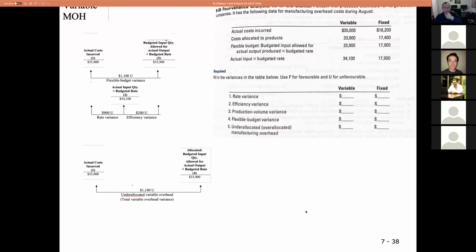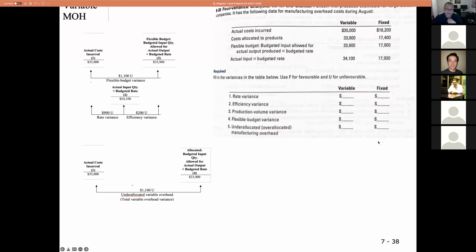I have a quick question. Go ahead. Since the allocated and the flexible are the exact same thing, why are we talking about them separately? Because for fixed manufacturing overhead, that's a different story. For variable overhead, they are the same, but for fixed overhead, it's different. Very good question.